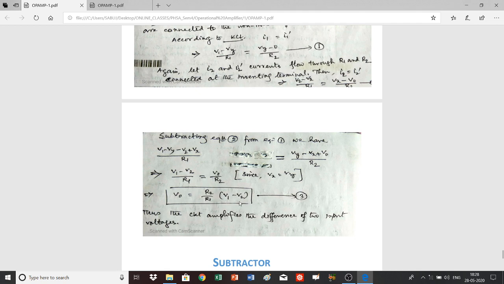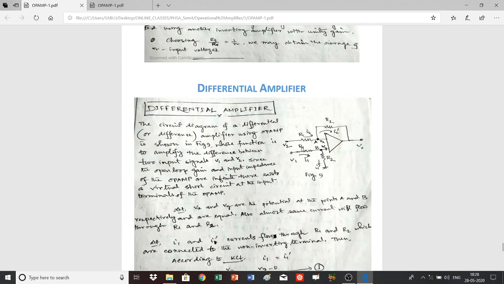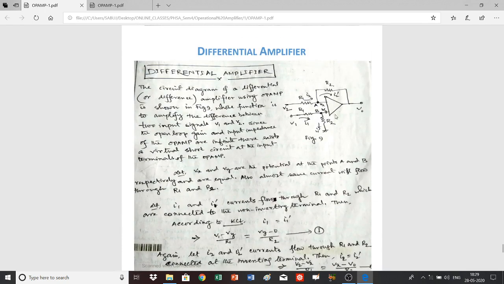And from this relation you easily understand that the amplification is nothing but R2 by R1. So it amplifies the difference voltage applied to the inverting and non-inverting terminals. So this amplifier amplifies the difference voltage applied to the two terminals, and in this way the op-amp can be used as a differential amplifier.